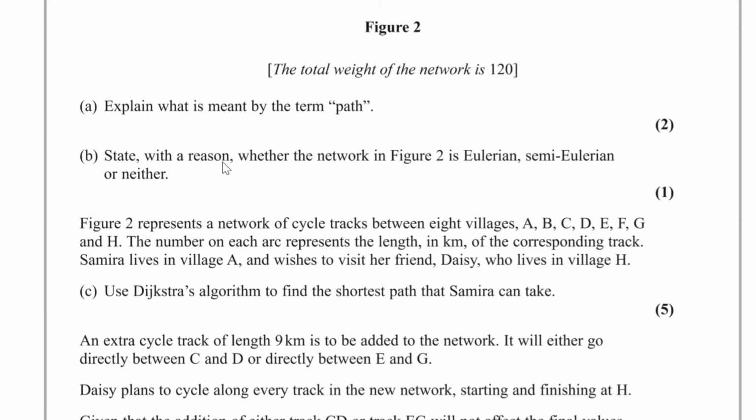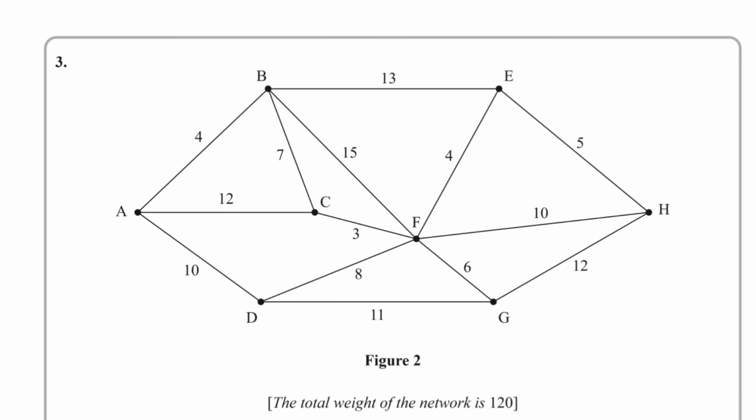For part B, we have to state with a reason whether the network in figure 2 is Eulerian, semi-Eulerian or neither. Well, let's find out the order of the vertices. We've got 3 for A, 4 for B, 3 for E, 3 for C, 6 for F, 3 for H, 3 for G, and 3 for D.